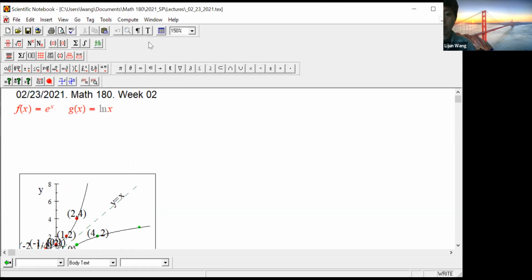Okay, you're going to see a lot of these two functions. You're going to see these two functions used a lot in calculus class. Okay, so how are you going to plot it? I believe most of you have never plotted them, have never graphed them. Is that true?